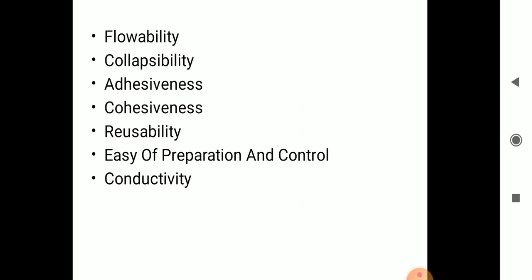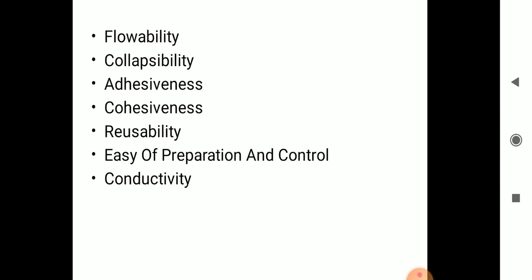Next is adhesiveness. Next is cohesiveness. It is the property of sand due to which the sand grains stick together during ramming. It is defined as the strength of the molding sand.